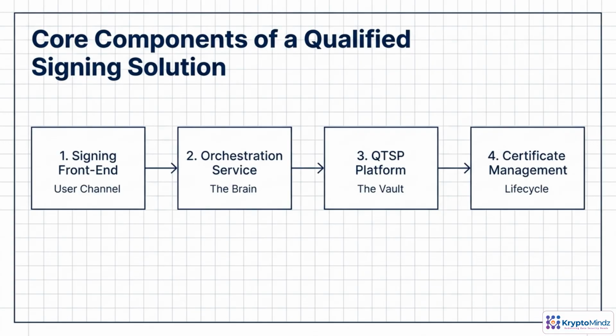A qualified signing solution is basically four moving parts working together. First, the user interacts with a signing front end embedded in the bank's web or mobile app that hands control to an orchestration service which decides what needs to happen, when, and with which provider. The orchestrator then calls the QTSP platform, where the user's qualified keys are held securely and the signature is applied. Finally, certificate management covers issuance, renewal, and revocation over time.